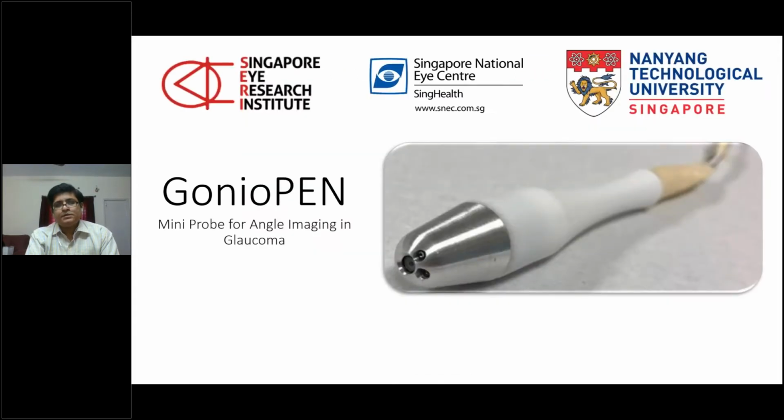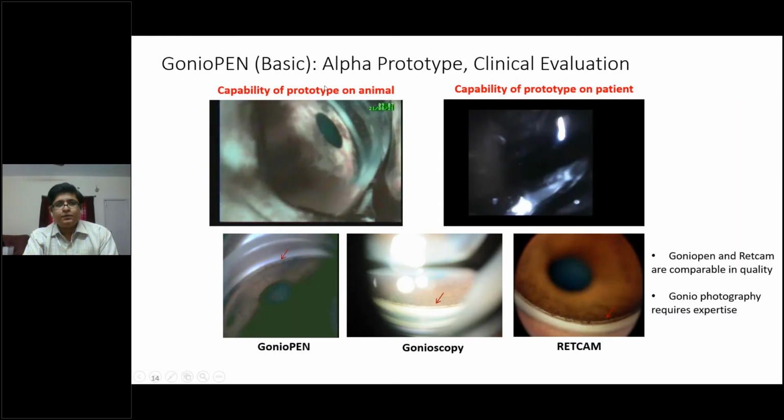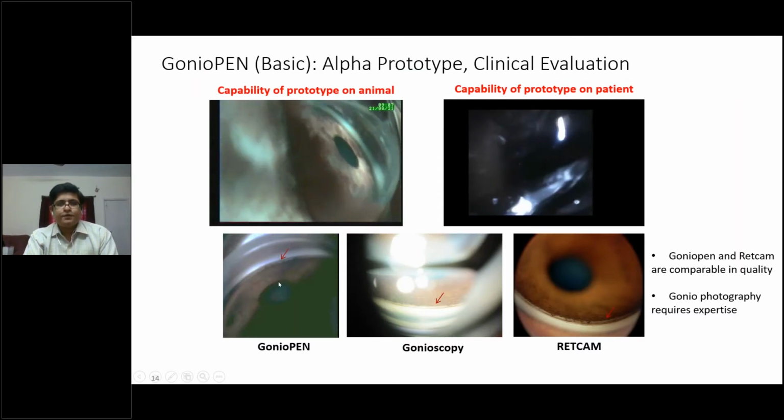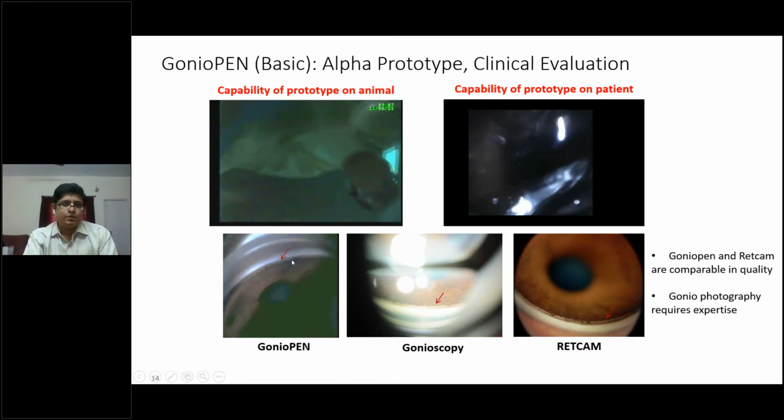So we devised something similar to gonioscopy called the GonioPEN. It is almost pen size. It's similar to the RetCam, the EyeCam, the anterior segment photography part, and we were able to image the angle with that very easily. Of course, the design and technology is different from the RetCam, and you can see the images from the angle are clearly seen.